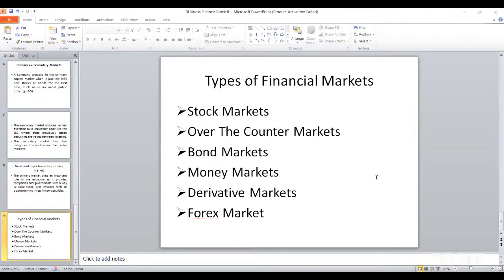So here the bonds are issued just to aid your financial projects, either to your state government or to your central government, or sometimes to public agencies or your municipal corporations. Here the bonds are usually issued in the form of bills and notes. That particular market we call the bond market.